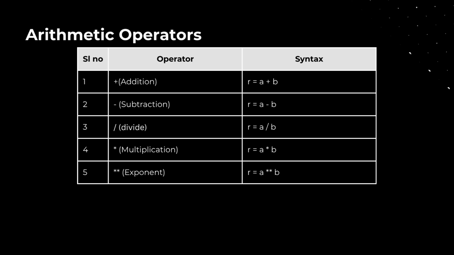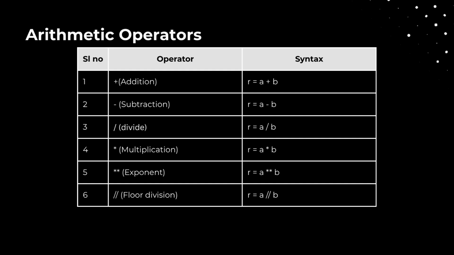For exponentiation, the syntax is R = A ** B, as this operator calculates the first operand's power to the second operand. It is an exponent operator. For example, if A is equal to 2, B is equal to 3, then A ** B, that is 2 ** 3, that is 2 to the power of 3, then 2 * 2 * 2 is equal to 8.